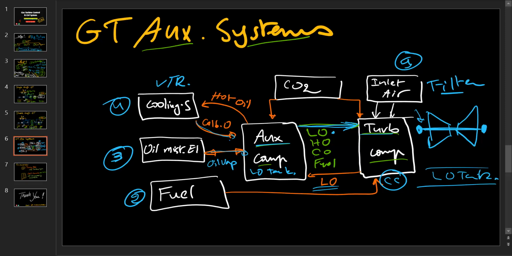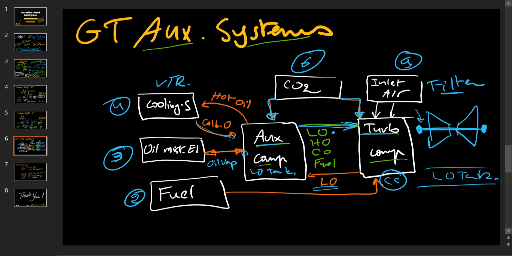And the last system one might remember is the CO2 system, the fire and gas system. Mainly composed of the CO2 bottles, used to extinguish the fire in either the auxiliaries compartment or the turbine compartment.